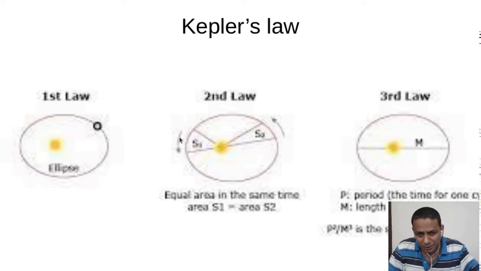At the perigee the speed will increase, and at the apogee the speed will be lower.